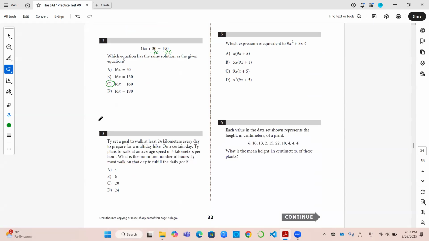TY set a goal to walk at least 24 kilometers every day to prepare for a multi-day hike. On a certain day, TY plans to walk at an average speed of 4 kilometers per hour. What is the minimum number of hours TY must walk on that day to fulfill the daily goal? So it's actually pretty straightforward. So 4 times h, this is the goal, and this has to be at least 24. So h is greater than or equal to 6. So the correct answer choice here is B as in boy.